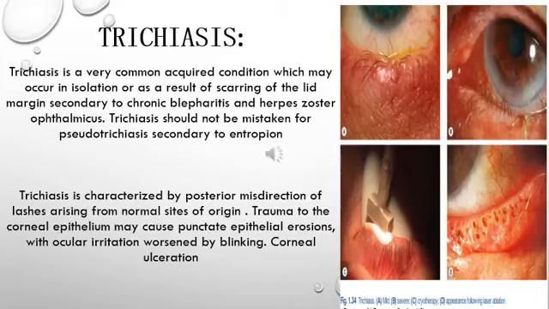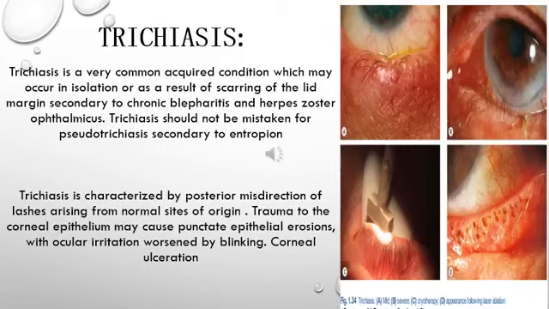Now we'll talk about abnormalities or disorders of the eyelashes. First, we'll talk about simple anatomy. The lashes, or the cilia of the eyelid, are slightly more numerous in the upper lid, about 100, than in the lower lid.